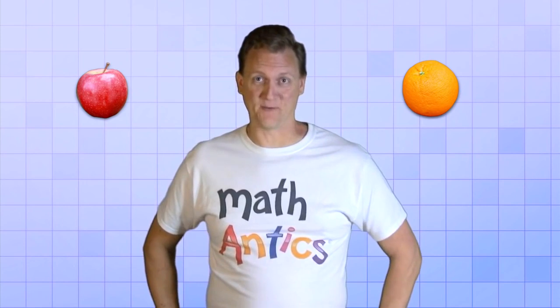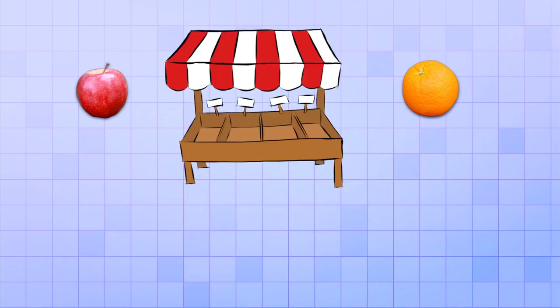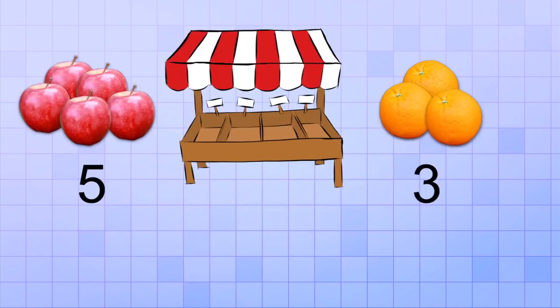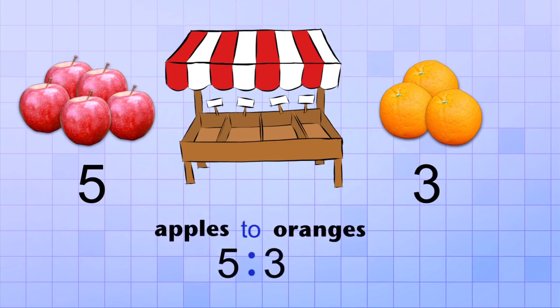Have you ever wanted to compare apples to oranges, but someone told you couldn't? Well, you can with a ratio. Now let's say a fruit stand sells 5 apples for every 3 oranges they sell. The ratio of apples to oranges would be 5 to 3.